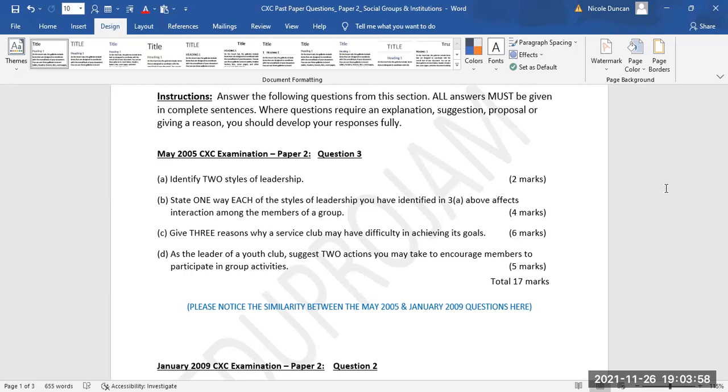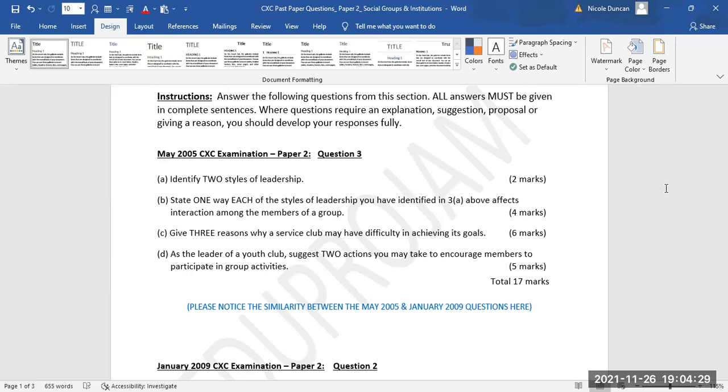All right, let's go to part C. It asks us to give 3 reasons why a service club may have difficulty in achieving its goals. And this is 6 marks. It really indicates to us that 2 marks goes for each reason. So we need to answer, not just making a point, but developing that point, answering in a sentence perhaps, so that we can get full marks for our answer.